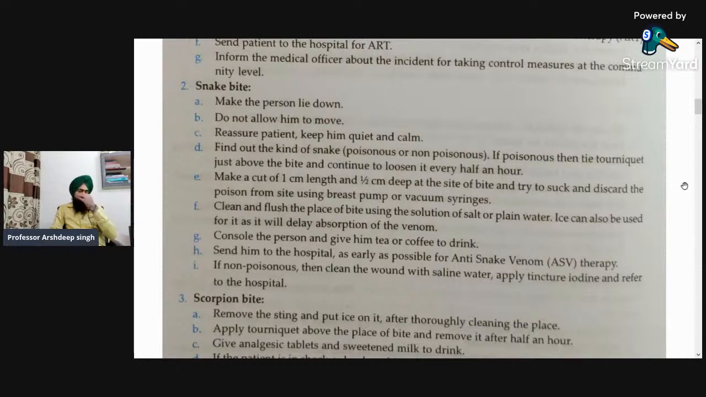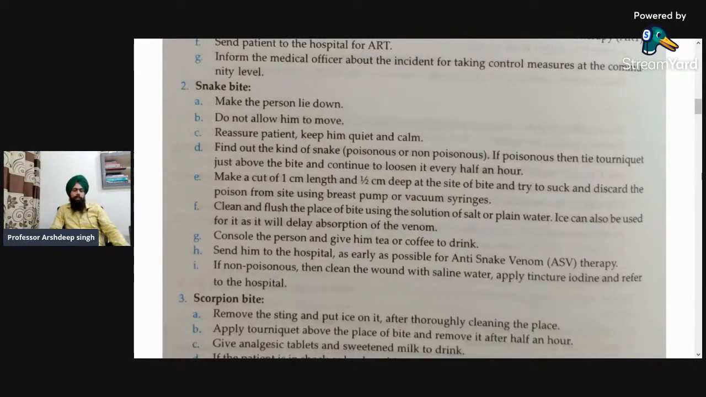And one main thing in the snake bite is that you have to tie the part surrounding the bite, so that the poison may not spread from that localized bite site to the other body parts, especially to the vital organs. You have to tie it properly and tightly. So find out the kind of snake, whether it was poisonous or non-poisonous. If poisonous, then tie a tourniquet just above the bite and loosen it every half an hour. So that is the management.